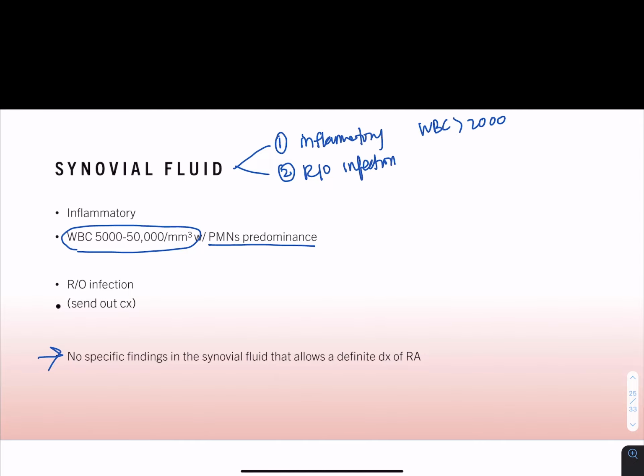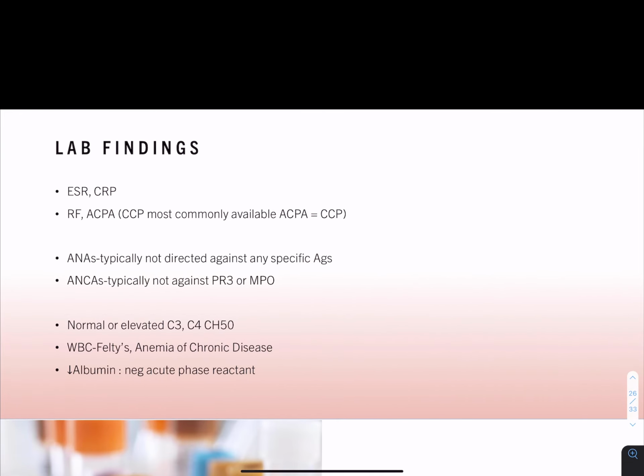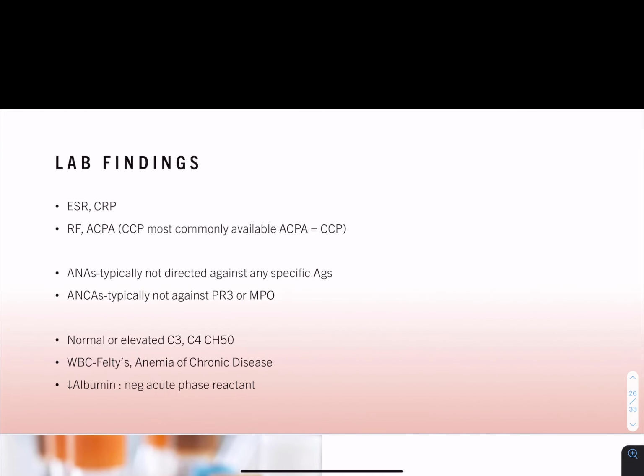Here's a list of blood tests that can be ordered for rheumatoid studies. In reality, you will be checking other labs as well, but just for the simplicity of this lecture, this is what I will discuss today. Acute phase reactants like ESR, CRP can be checked. Rheumatoid factor and ECPA can be checked.